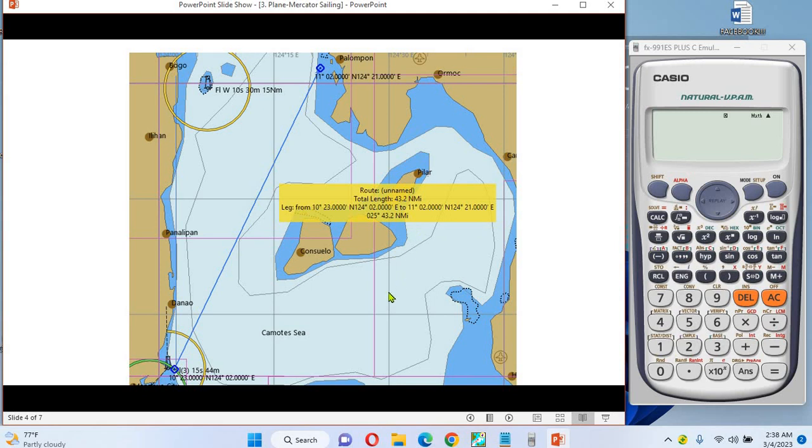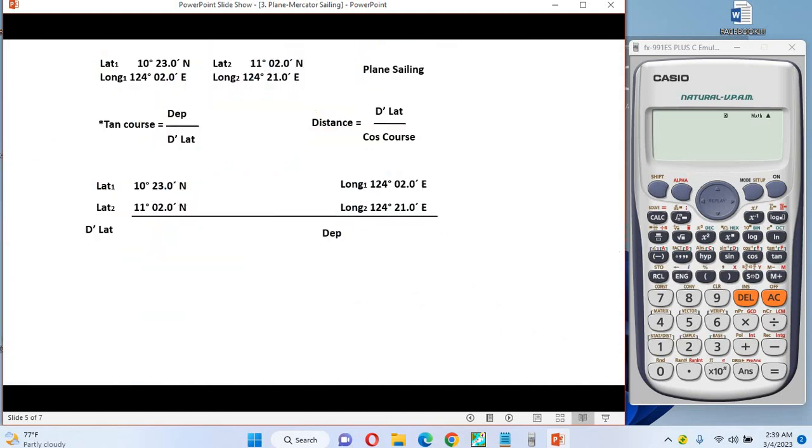Okay, so we will make the example into a plane triangle. If you notice, it is now a triangle, and the departure we can solve by using longitude 1 and longitude 2. Likewise, the dlat we can solve by using latitude 1 and latitude 2. The course is unknown, the distance is unknown. So we will try to answer it using the formulas we have just derived a while ago. Okay, so here we go. Punch in the given numbers.